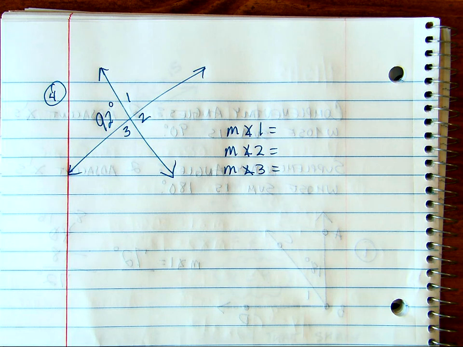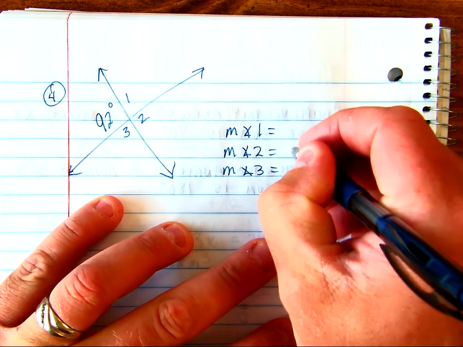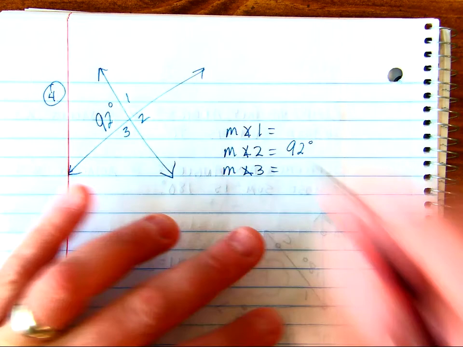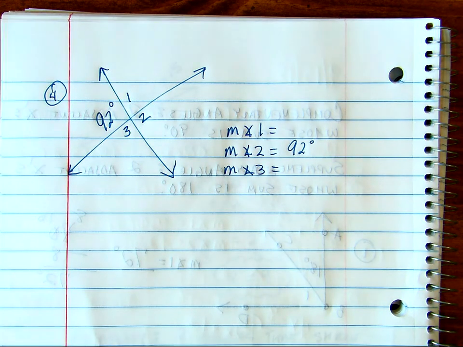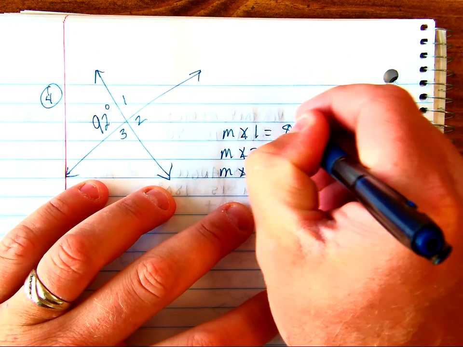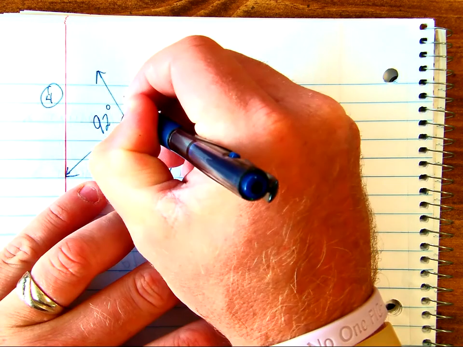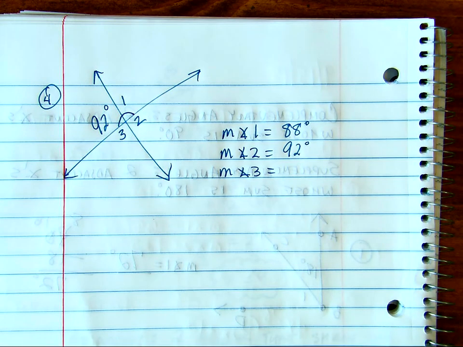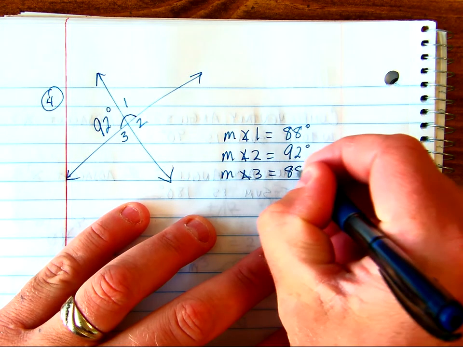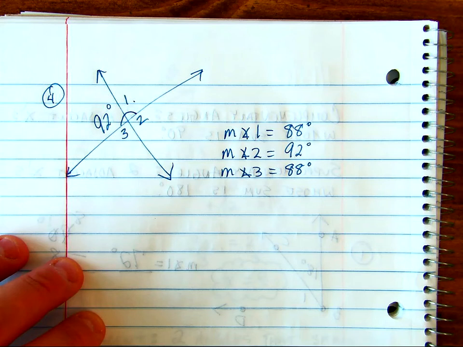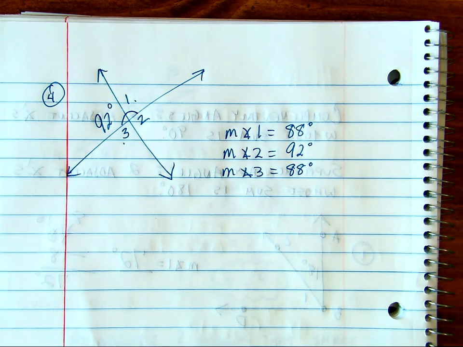Katie, do you think you can give us one of those angles? 1, 2, or 3? All right. Number 2 is 92. I agree with that. They are opposite. Nicole, can you give us number 1 or 3? Number 1 is 88. I agree with that because they are supplementary. And Nathan, what about number 3? It's 88 degrees. Very good. Because if 1 is 88, number 3 has to be 88. Any questions?